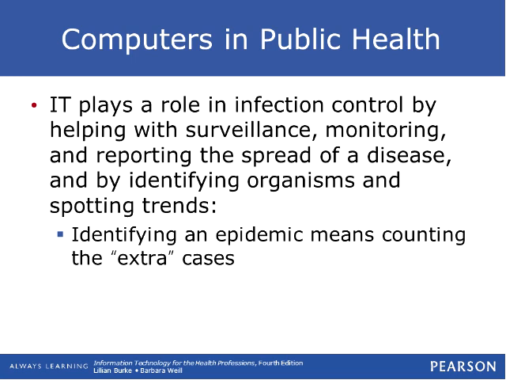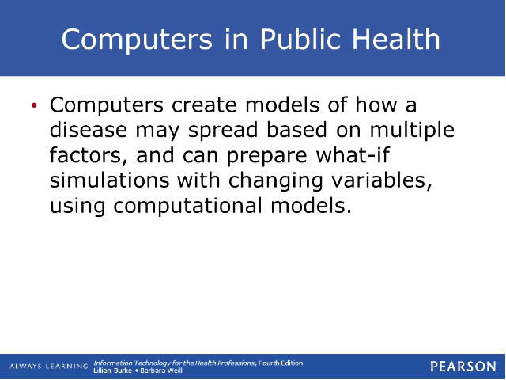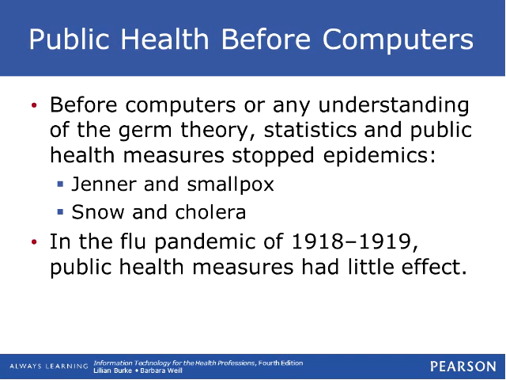So we identify an epidemic, which means counting the extra cases. We look at all the cases involved. Computers are able to do what's called computer modeling of how a disease can spread based on multiple factors. If you watch any of the movies about the spread of diseases, the zombie apocalypse and all that, you'll see that they can use computer modeling to determine how fast the disease will spread, and they can determine what their timeline is. And they can prepare the what-if simulation with changing variables, wind change or different population or the virality of the disease, and then using computational models.